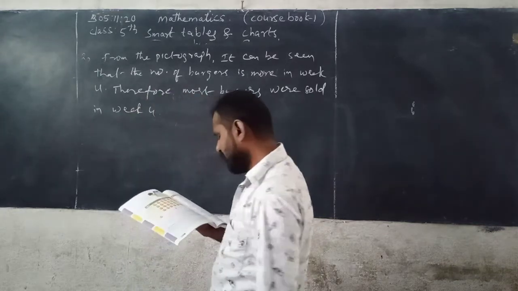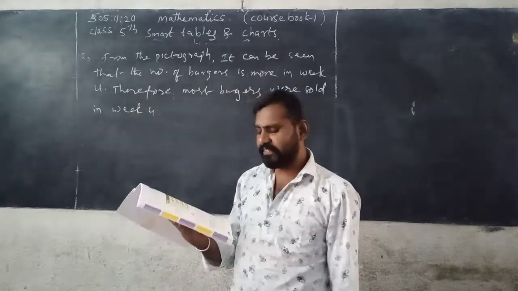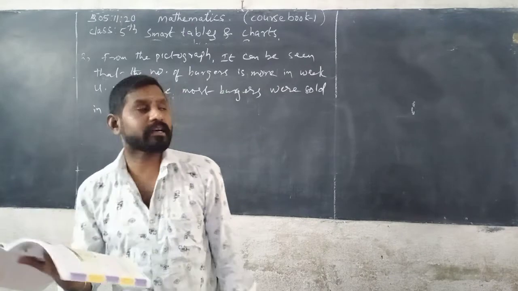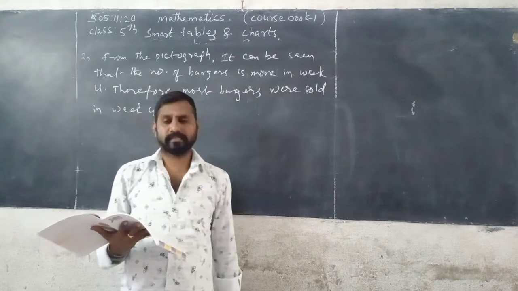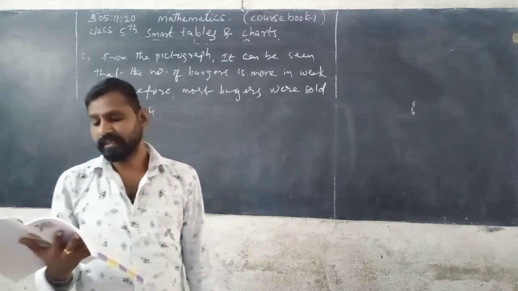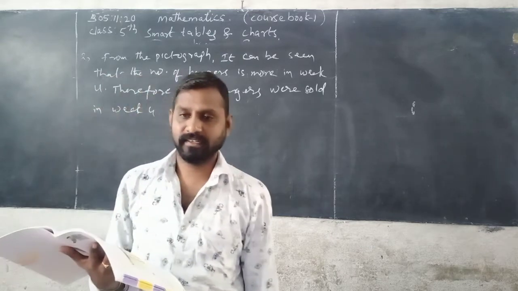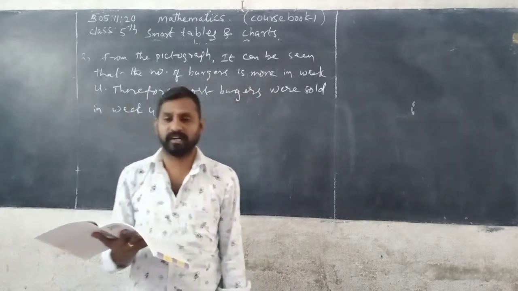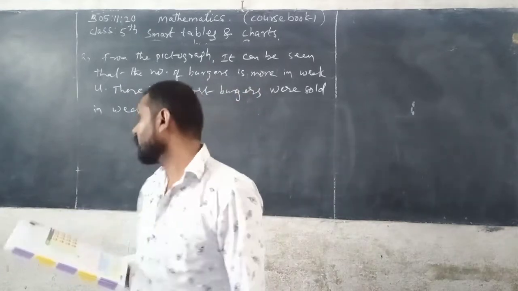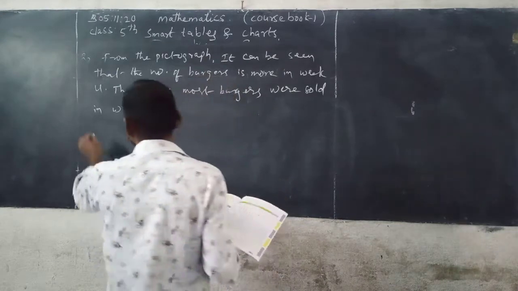Now next one: in which week was the least number of burgers sold? Least number of burgers. So third week. In the third week, how many burgers sold? 55 burgers only. See from the pictograph, the third one.